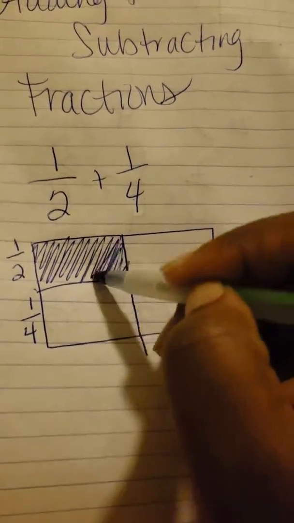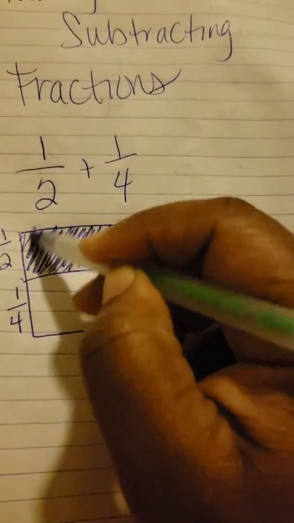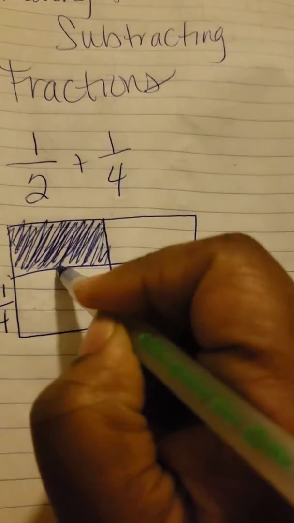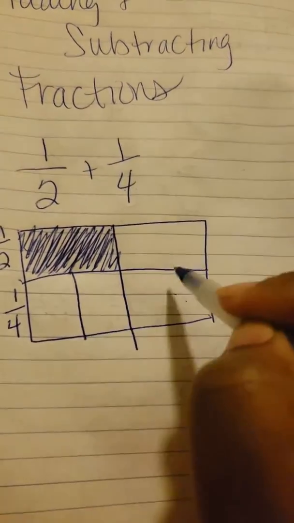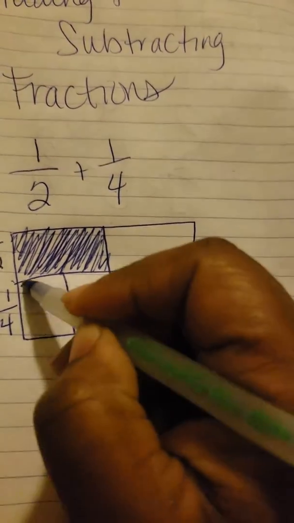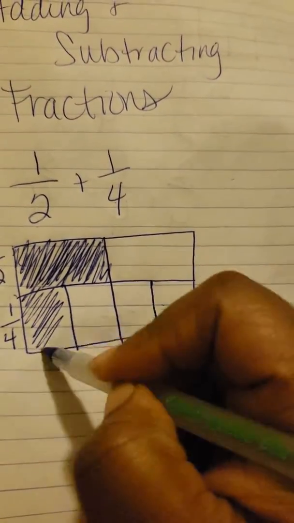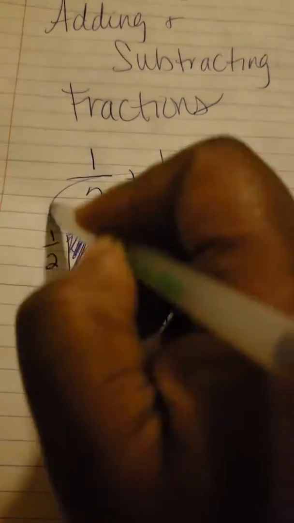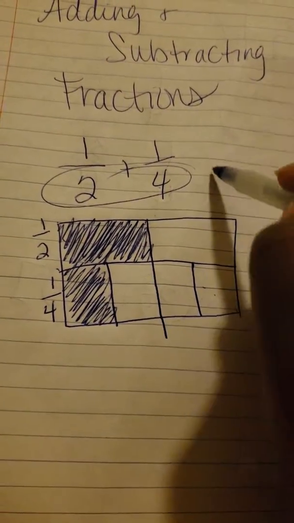And then I ask myself, since 4 is a multiple of 2, what can I divide both of these pieces by to make 4 even pieces? I'm going to divide both of these in half again, and now I have fourths. In order to add these fractions, I need to find a common denominator. These denominators are not the same.